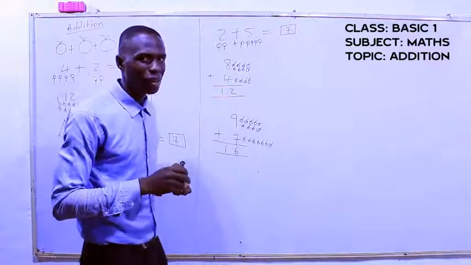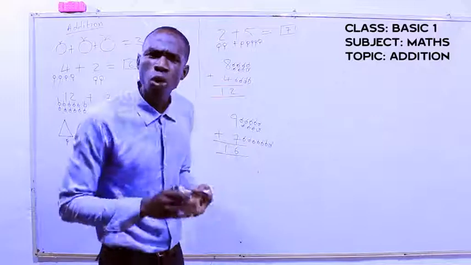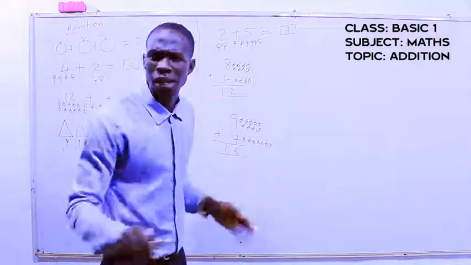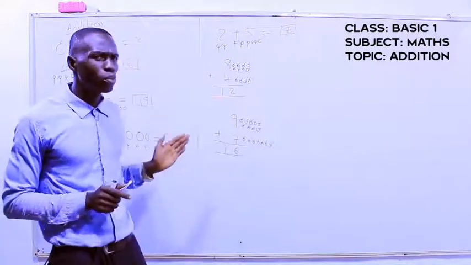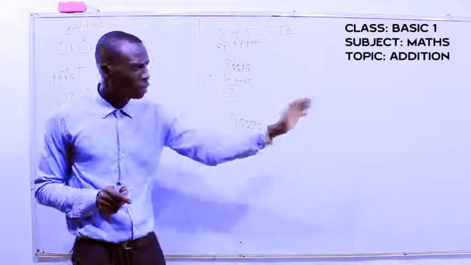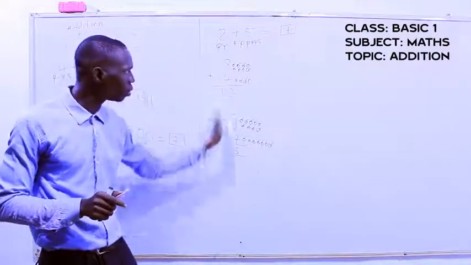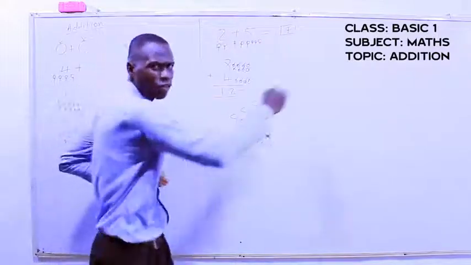Here comes the end of our lesson today. Next time we'll discuss addition in line form. The one that will be like a line. This one is vertical. This one is horizontal. Next one we'll do the line form.